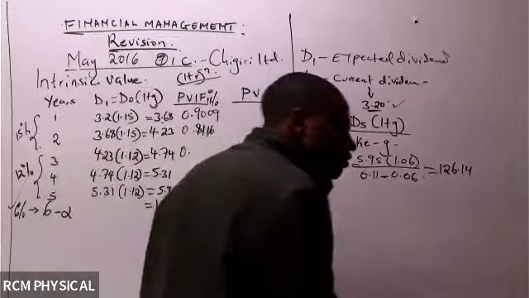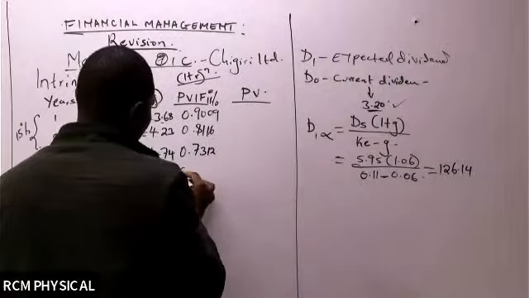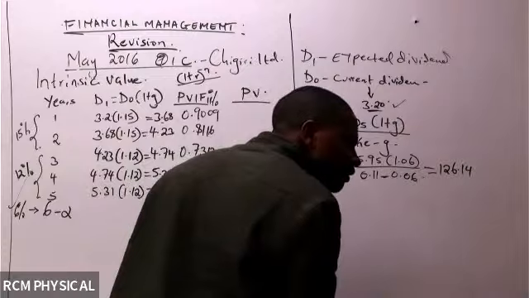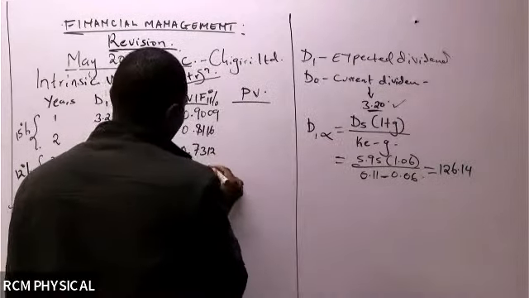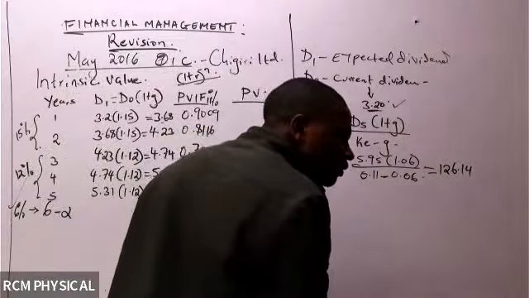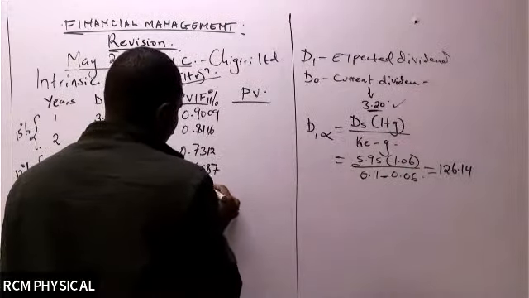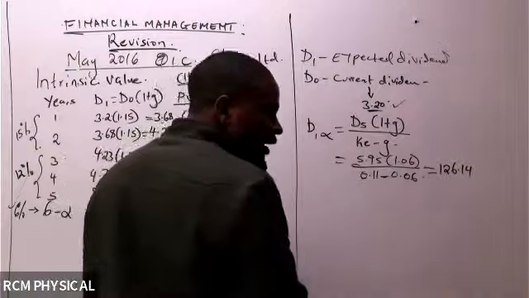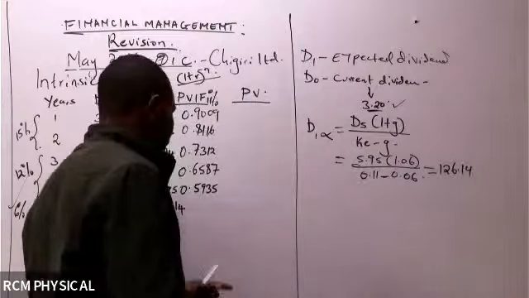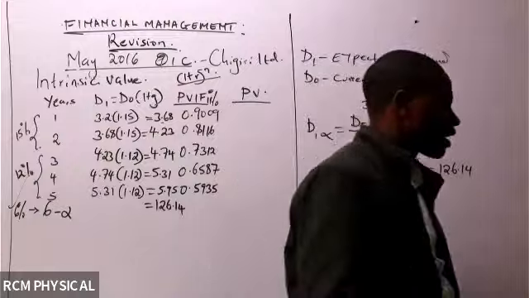The third one is 0.7312. The fourth one, almost done, is 0.6587. The fifth one is 0.5935. Now I want somebody to guide me on how I get the sixth one, the last one, also for infinite. How do I get the sixth one?